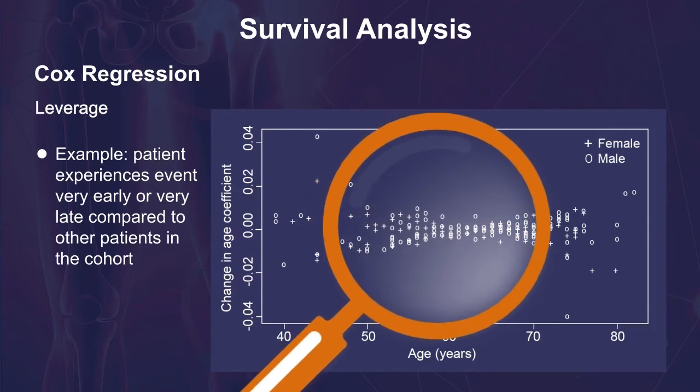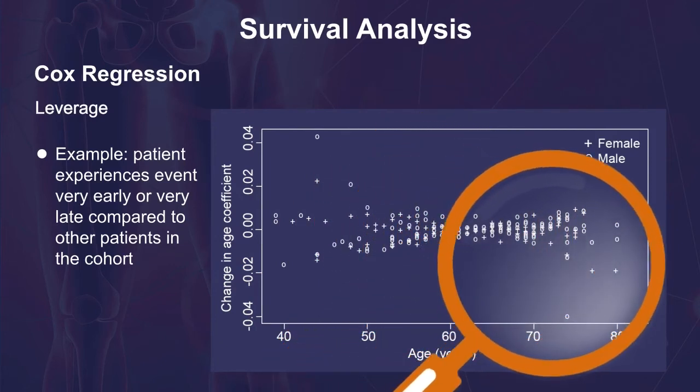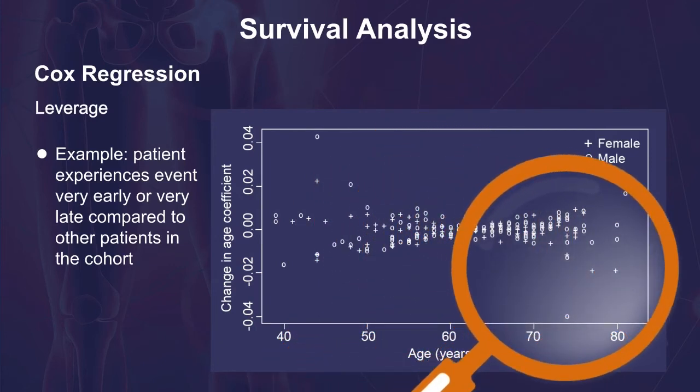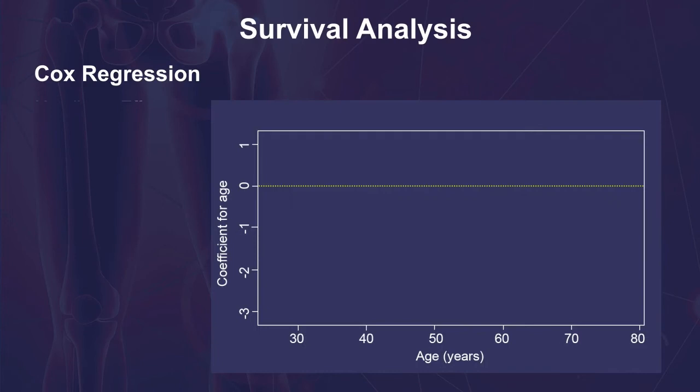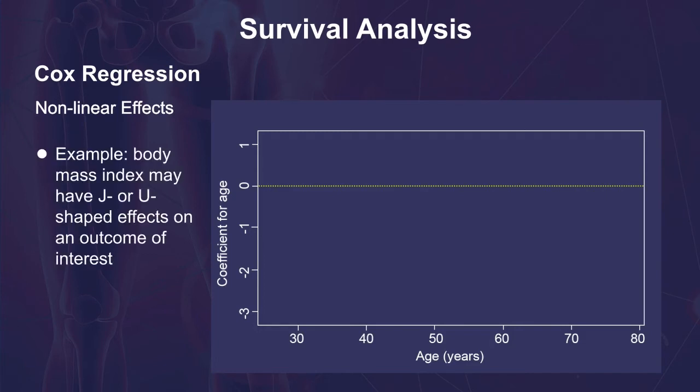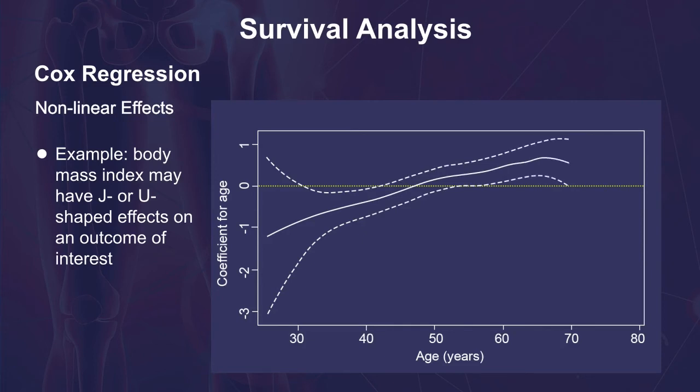This figure shows influential points in the upper left and bottom right corner of the figure. These points at the youngest and oldest ages correspond to changes in the coefficient for age of greater than 0.4 increase and decrease, respectively. Consideration of nonlinear effects is particularly important because factors such as body mass index may have nonlinear J or U-shaped effects on an outcome of interest. And this may be missed when only linear terms are considered.